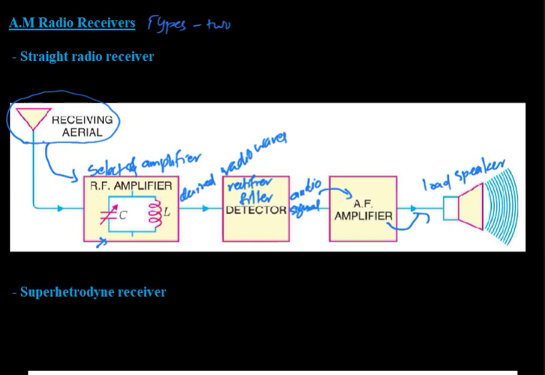Once more, the receiver receives the signal and the RF amplifier unit selects and amplifies the desired frequency. This selected radio wave is given to the detector, and the detector produces the audio signal from it. This audio signal is further amplified by audio frequency amplifiers and is given to the loudspeaker to produce the sound.